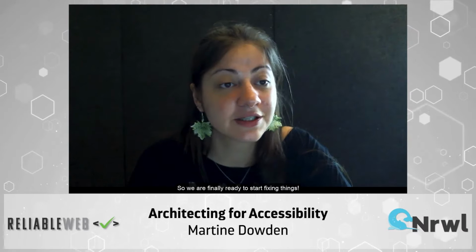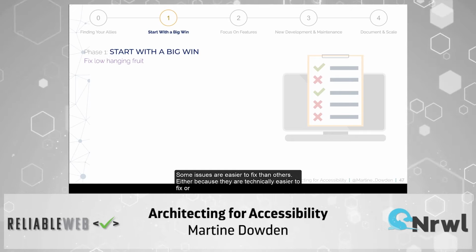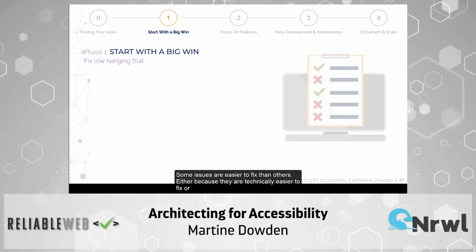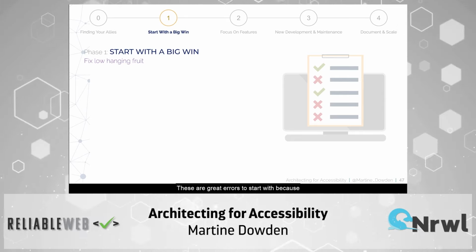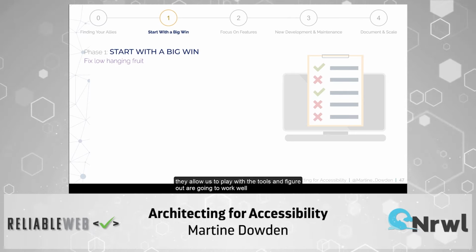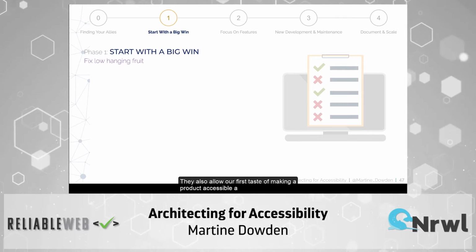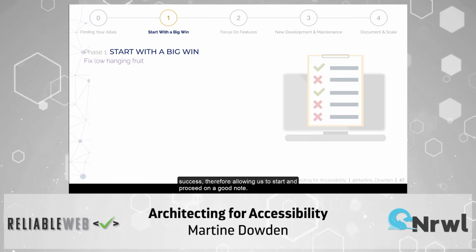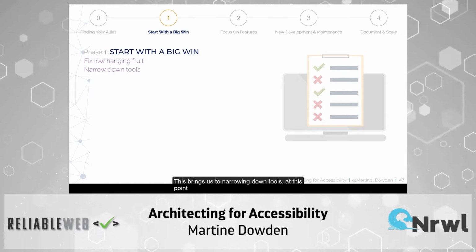So we're finally ready to start fixing things. Phase 1, start with the big and easy wins. Fix low-hanging fruit. Some issues are easier to fix than others, either because they're technically easy to fix or simply because the error and how to fix it is just better understood by the team. These are great errors to start with because they allow us to play with the tools and figure out which ones are going to work well for us as a team. They also allow our first taste of making a product accessible to be a success, therefore allowing us to start and proceed on a good note.